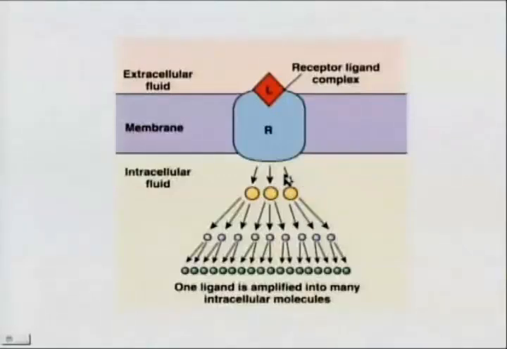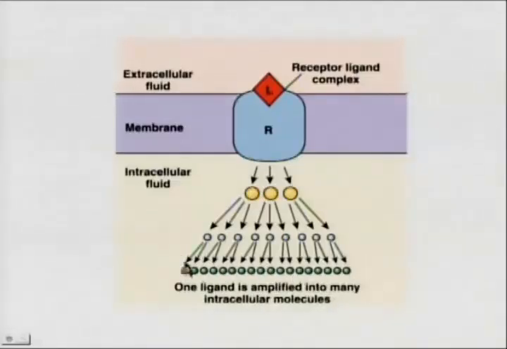So let's continue thinking about these divergent pathways and signal amplification for each of the pathways. For one ligand that binds to a receptor, we can activate, in this example, 3 second messenger molecules that can each go on to activate 3, in this model, of course. So we've gone from 3 to 9, and now each of those going to 2. So one ligand is amplified into many intracellular molecules.